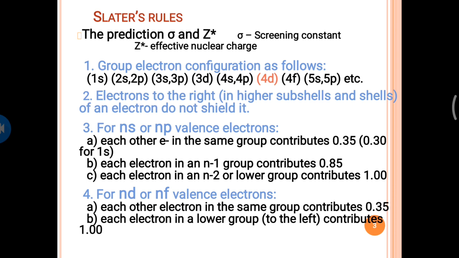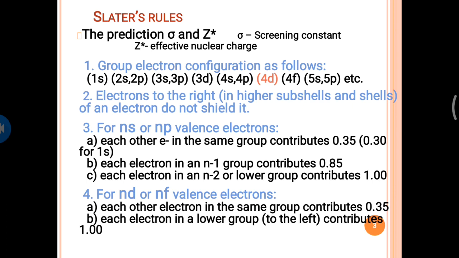The fourth rule is for nd or nf valence electrons, where n is the principal quantum number. Each electron in the same group contributes 0.35, and for nd or nf orbitals, each electron in a lower group to the left contributes one unit. This is the fourth rule.